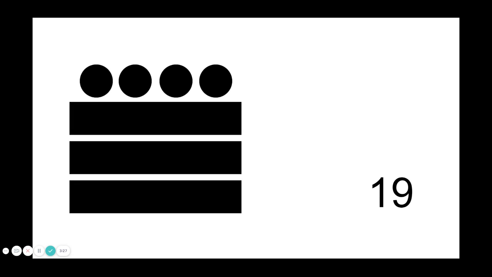Once we get to 4, we're going to represent 5 with a bar. And then 6, so the bar is 5, and the dot with it is 6. 7, 8, 9, and then to get to 10, we're going to use 2 bars. 11, 12, 13, 14, 15, 16, 17, 18, and 19.